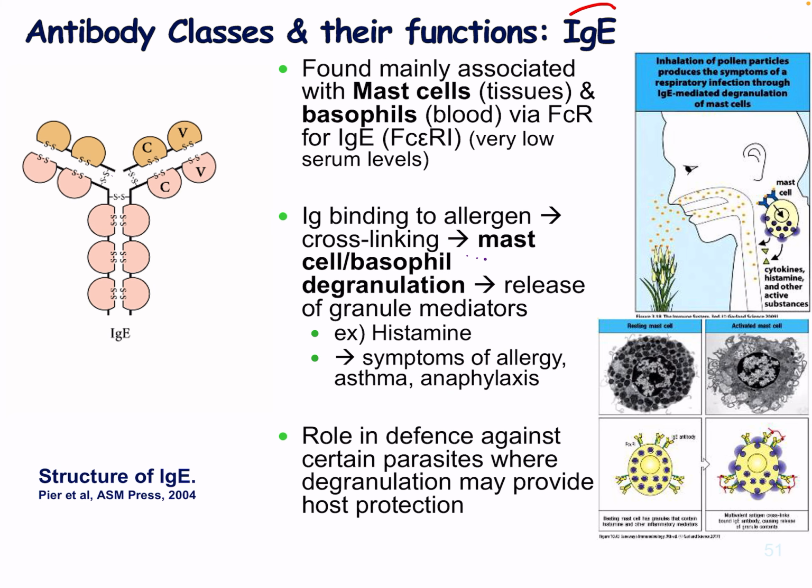So IgE. As we've hinted to before, IgE is involved in some allergies, but it's also important in parasites. IgE is found mainly associated with mast cells in tissues and basophils in the blood. This is via the Fc receptor for IgE, which is Fc epsilon receptor 1, and it has very low serum levels. We also have very low basophil levels in comparison to other cells, so it makes sense.